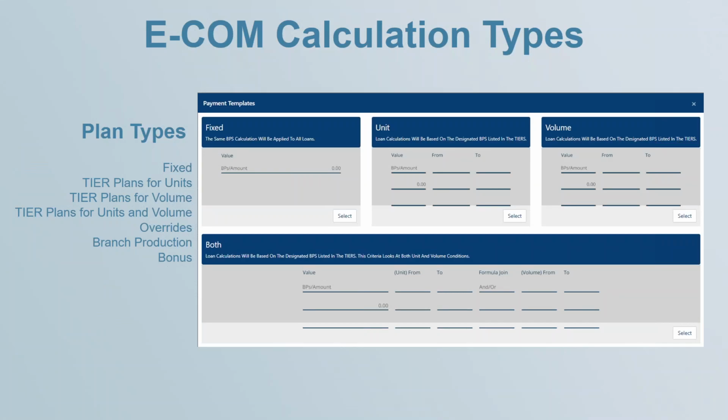Okay, so going forward, eCom has been designed with the end user in mind, allowing the company to have flexibility on a range of plans. The plans can be as simple and straightforward as straight bit payments across all loans, or as complex as designing a plan that has tiers. With the tiers, the plans can be based on units, volume, or even a combination of both. The system also allows for overrides, bonuses, branch productions, region and team productions, as well as company-wide calculations.